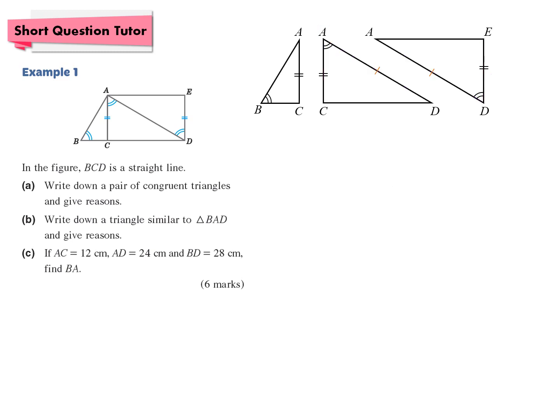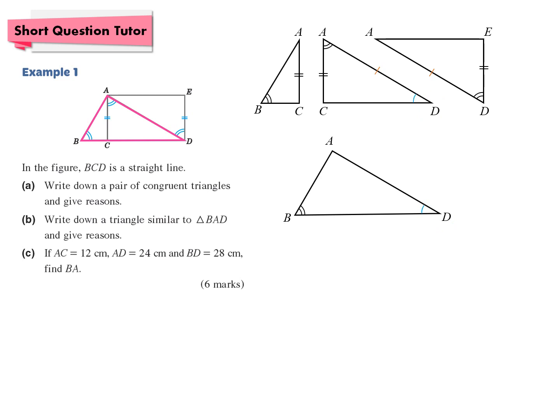In part B, we have to write down a triangle similar to triangle BAD and give reasons. Note that BAD is not a triangle we drew in part A, so we draw it now. Then mark the information. Mark 2 arcs at angle B. The angle at D is equal to this angle at D in triangle ACD. So add 1 arc on both angles.